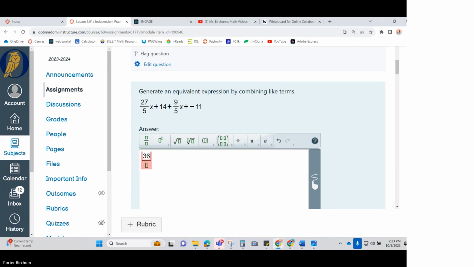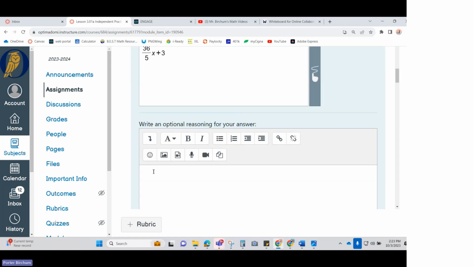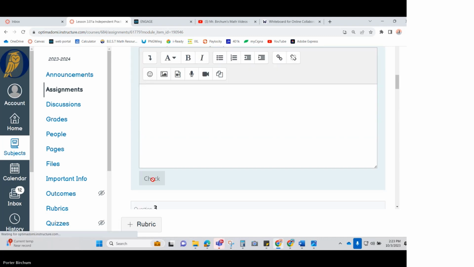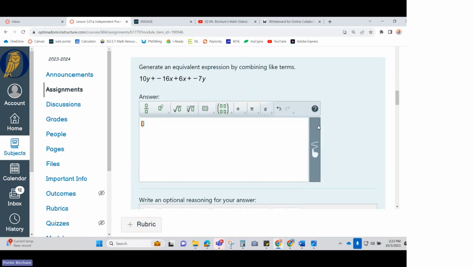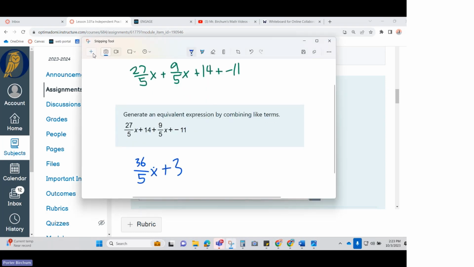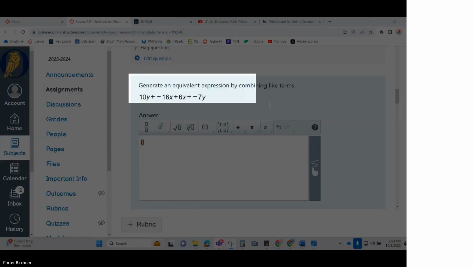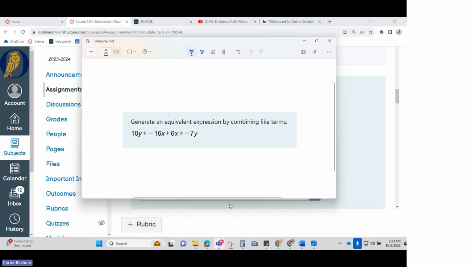36/5 x plus 3. Let's check. Yay! Next question. Generate an equivalent expression. Same rules as before.